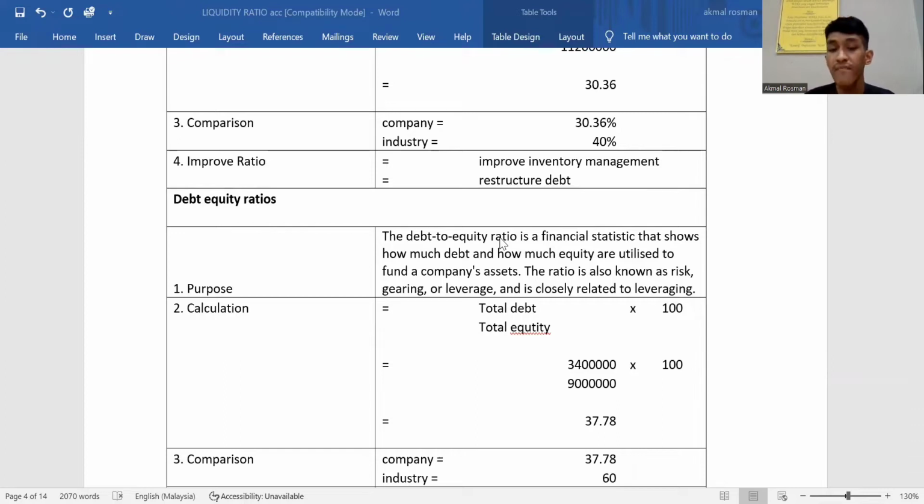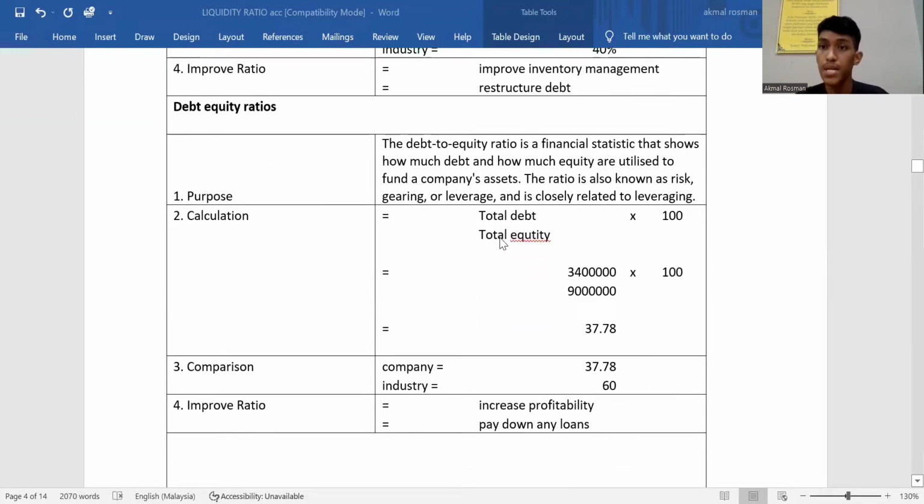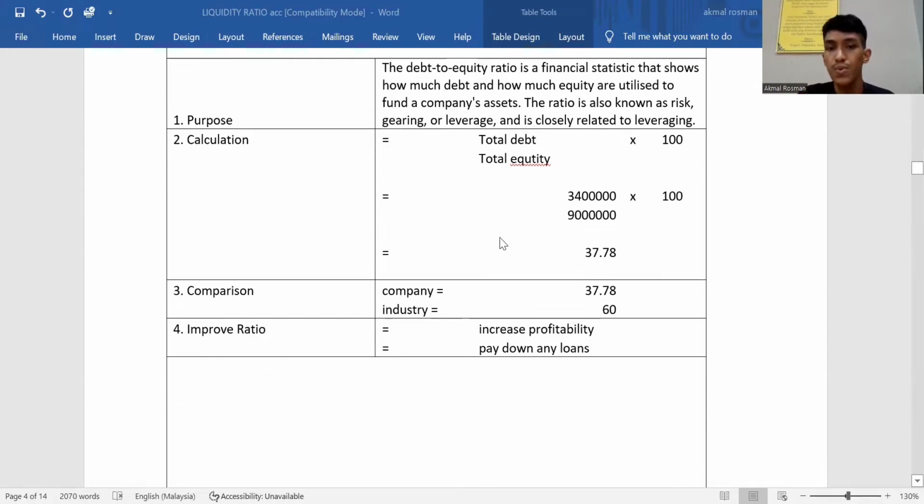3.4 million divided by 9 million and times 100, and we get 37.78. So the comparisons between the company and industry. The company we get 37.78 and industry we got 60. This shows how much greater industry is than the company. The improved ratio is increased profitability, and the last one is pay down loans.